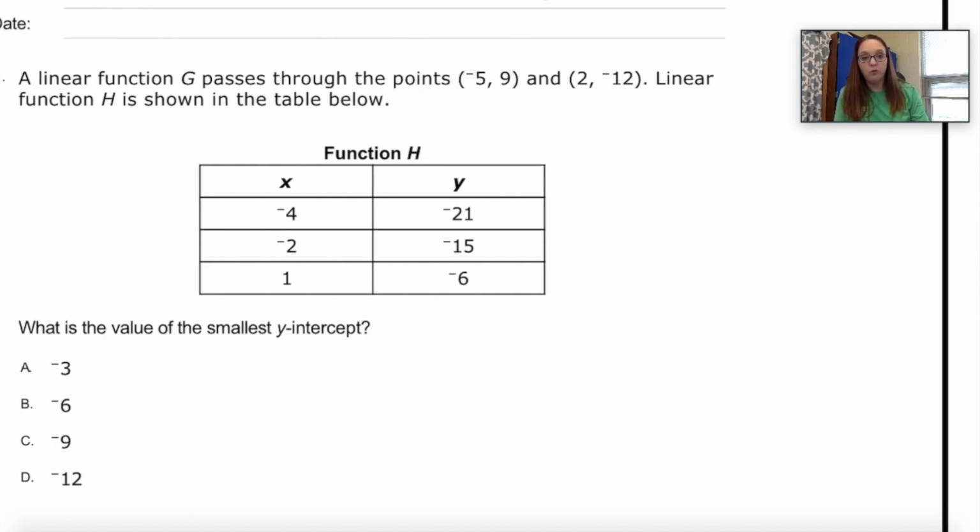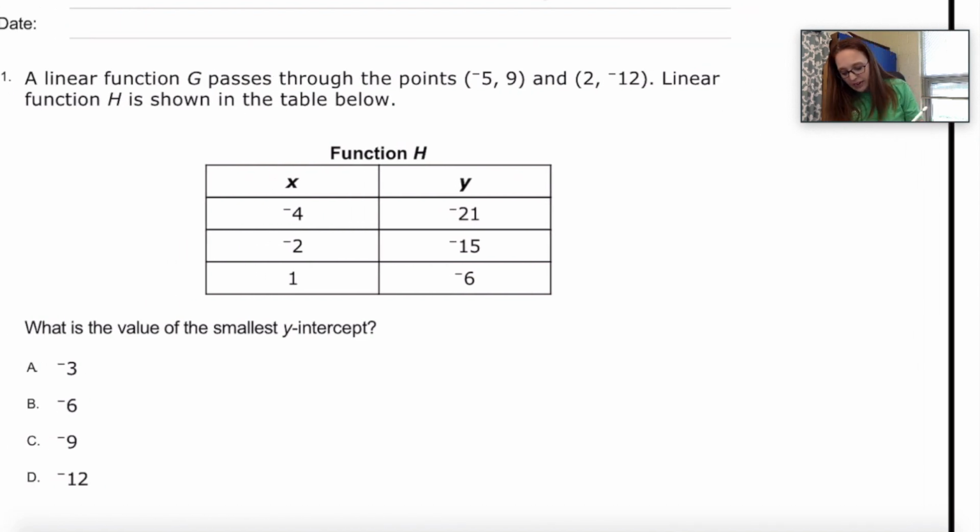So we need to find the y-intercept for each function. I'm going to come over here to the side, and for function g, it told me the points it went through, so I'm going to convert that to a table. It goes through (-5, 9) and (2, -12). I'm going to first find the y-intercept of this function. Remember, to find the y-intercept, I need to know the slope first.